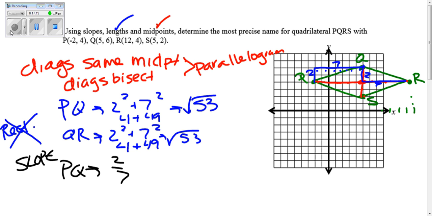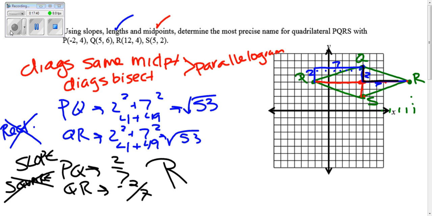The slope of QR was down 2 over 7, so negative 2 over 7. So guys, are those opposite reciprocals? No, that means they do not form 90-degree angles. They are not perpendicular. So that means it is not a square, because the sides do not meet at 90-degree angles. So that means that this one is a rhombus.